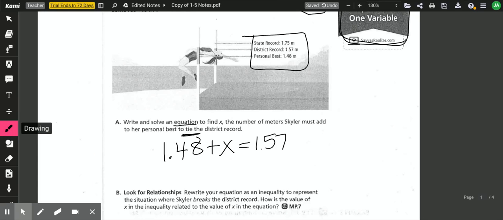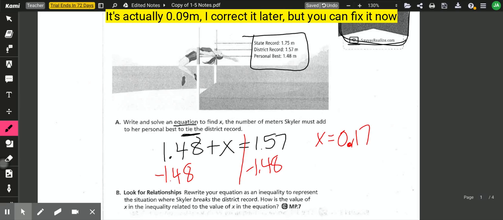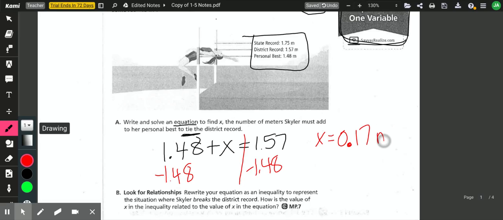Okay, I'm going to switch to red for solving. Remember, it's always a good idea to draw your line. And to get x by itself, I have to get rid of this 1.48, which is positive right now. So I'm going to subtract it. And if I punch this in my calculator, I'm going to get that she needs to add, ooh, that's a horrible decimal point, 0.17, let's be specific, meters. Okay, which, by the way, is about like 6 or 7 inches, somewhere in between there. So 6 or 7 inches is kind of significant in high jump.